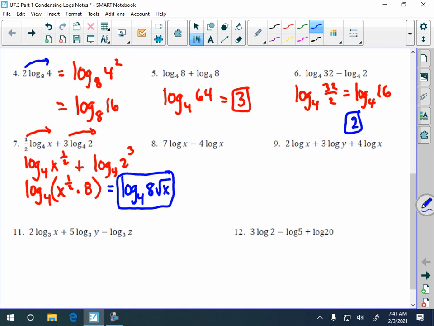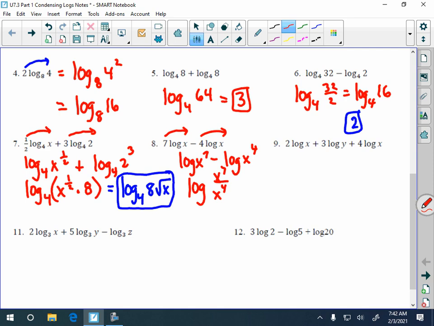All right, number 8. We have a 7 in front, so that's going to go up as an exponent. The 4 goes up as an exponent. So now we have log x to the 7 minus log x to the 4. Subtraction becomes a fraction, so log x^7 over log x^4.